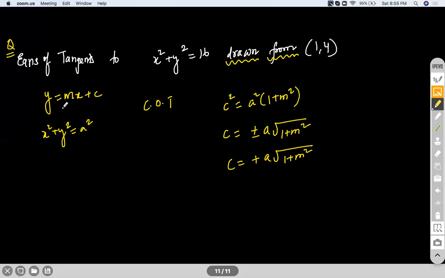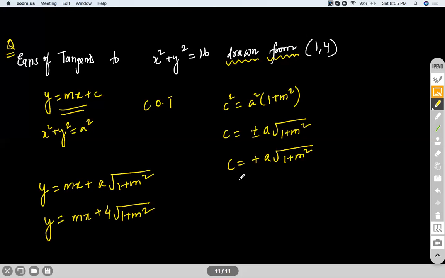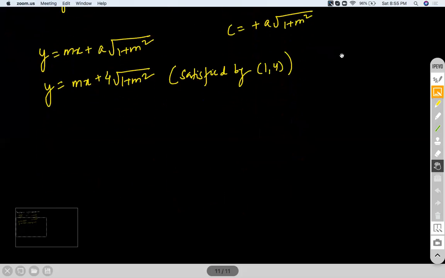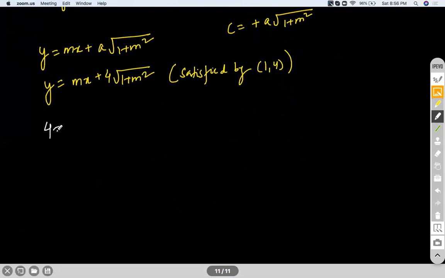So can I replace this equation with y equal to mx, and instead of c I can write it as a under root 1 plus m square. By the way, a here is 4, so I can write it as this. Correct? Now such a line must be satisfied by the point 1 comma 4. So 1 comma 4 will satisfy this line. So 4 is equal to m plus 4 under root 1 plus m square.